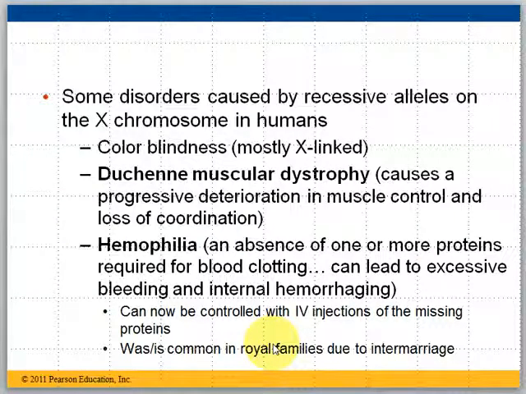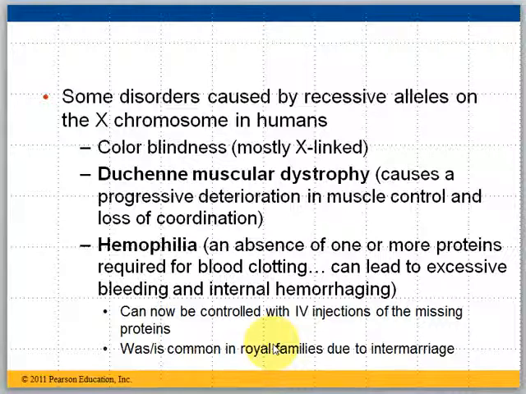Some of the disorders that your textbook talks about are, I wouldn't say common, but are prevalent, and certainly, of course, now we know why they are more common in males than females. A lot of these disorders are caused by recessive alleles located on the X chromosome. Color blindness is a good example. For the most part, it's X-linked.